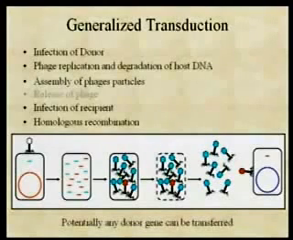Now this is called generalized transduction because potentially any of the donor genes can be taken up and transferred by this process. Any individual phage particle will only transfer a small part of the donor chromosome. But since which piece of DNA gets packaged into the head is a random event, potentially any gene can be transferred by this mechanism. And that's why it's referred to as generalized transduction.